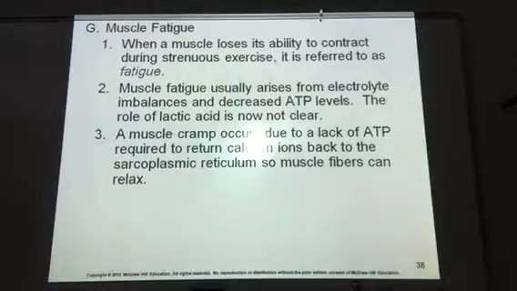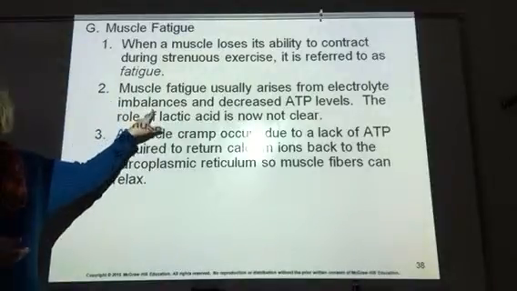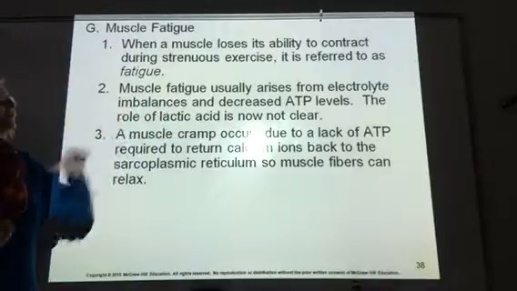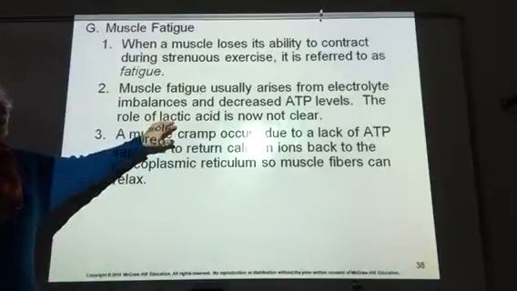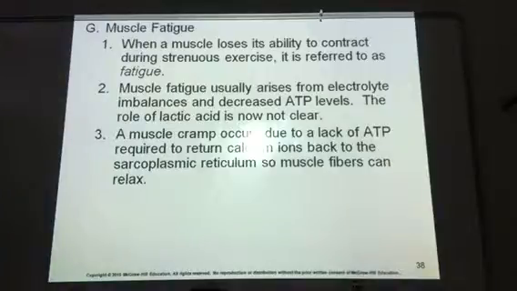That's because of fatigue. What fatigue usually comes from is electrolyte imbalances. This is where your Gatorade comes in, and decreased ATP levels. Lactic acid probably also plays a part in this, but is not completely understood by scientists yet. So with an imbalance of electrolytes, you need to replenish those salts, sodium chloride, potassium chloride, all of those ions that your body needs.